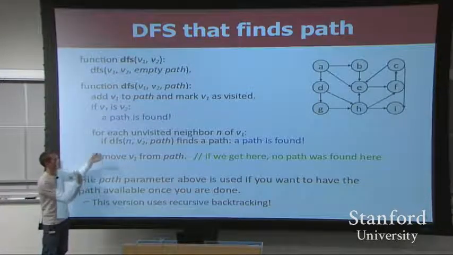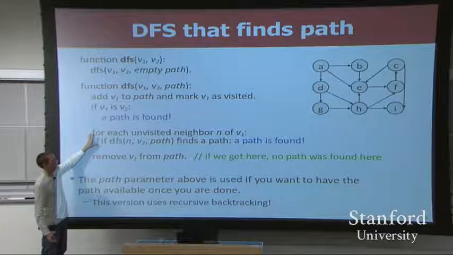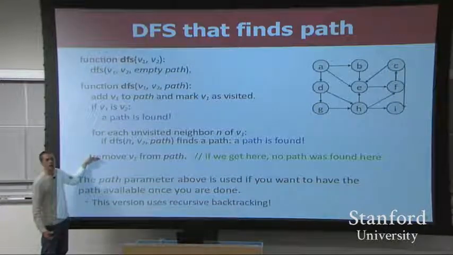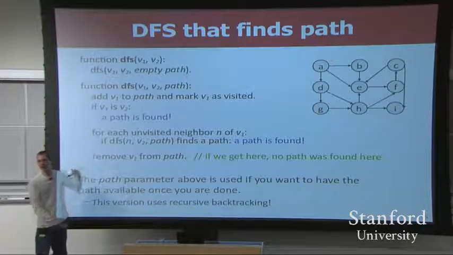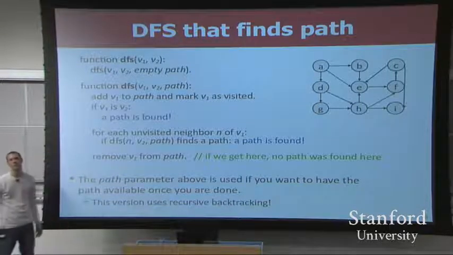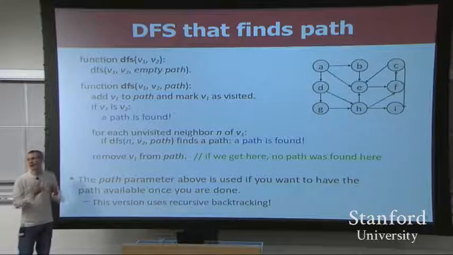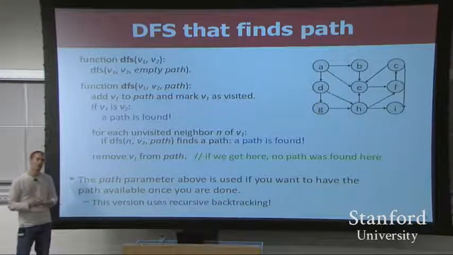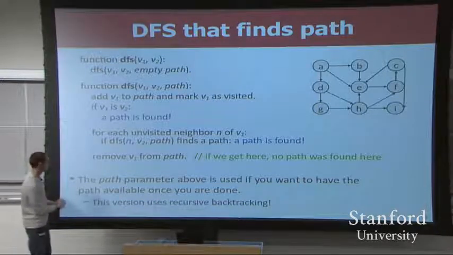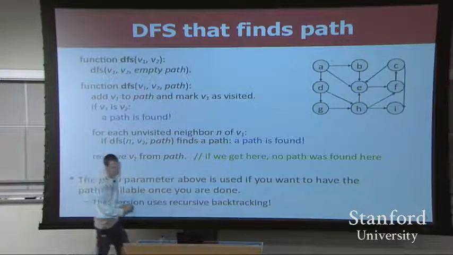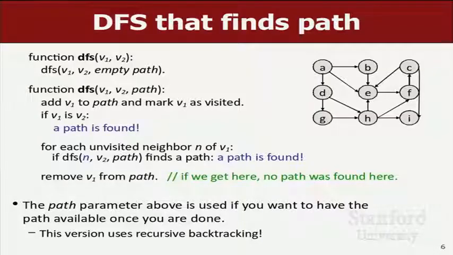But if you ever backtrack and say, nope, I didn't find a way to reach the destination, then you unchoose by removing yourself from that vector, right? This is the basic idea of a choose, explore, unchoose recursive backtracking solution to DFS that will have the path for you when it's done, if it finds one, okay? There we go. So that's DFS. Any questions about that algorithm so far?